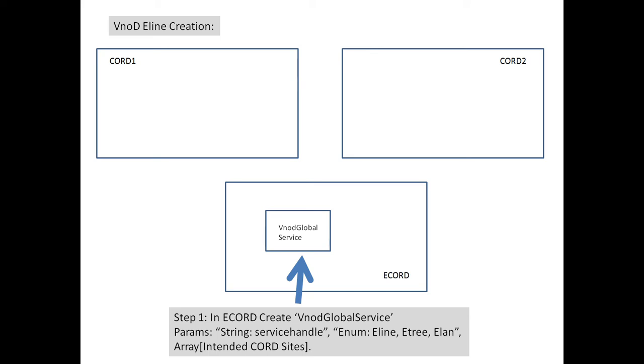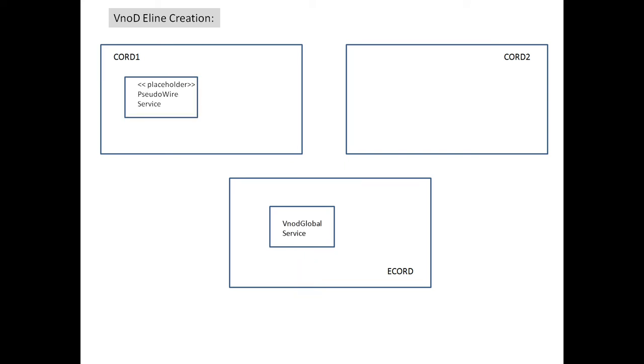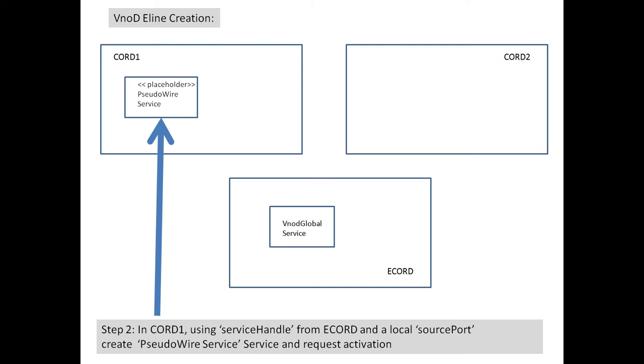Really what we've just declared here is the intention to have a network at the control plane level in the eCord. So now we need to progress along that path, and we're going to start doing some things at the Cord level 1. Out here in the 2 Cord pods, there are a couple of interactions we need to talk about. The next step is to create a thing called a Pseudowire service in the Cord 1 site.